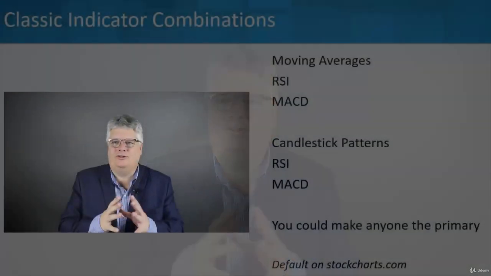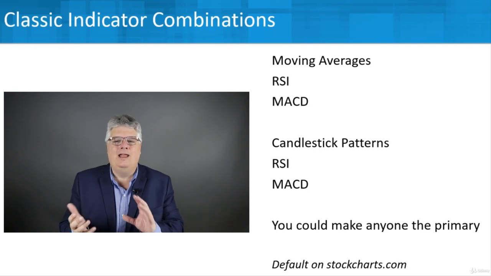So let's say you're using something like moving averages, and there's a lot of different choices of moving averages as we learned, and then you combine that with an RSI and MACD. That's a very common type of thing, almost defaults on a lot of chart patterns.